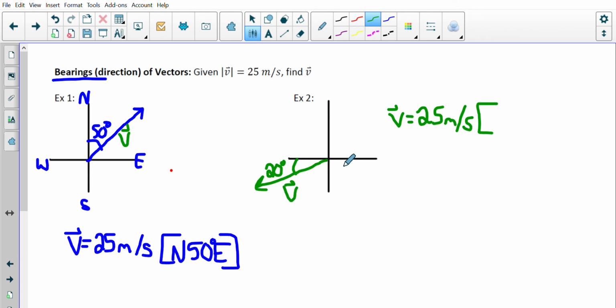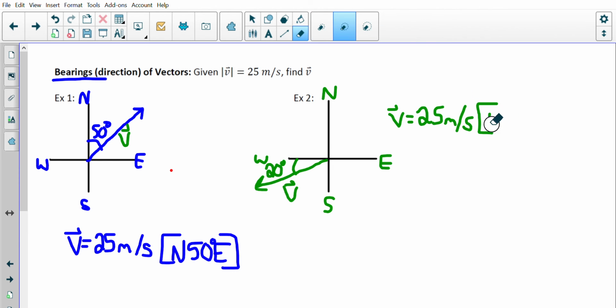But in terms of the direction, I better put my compass rose here, never enter stinky washrooms. And in this case, I could go west. Oops, that's a terrible W. I start at the west, and I move 20 degrees towards the south.